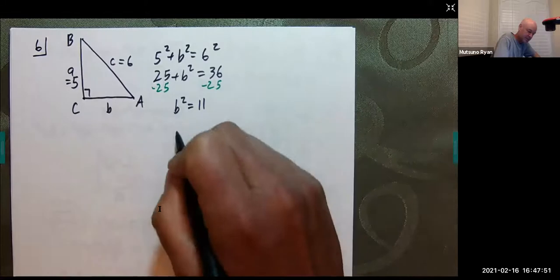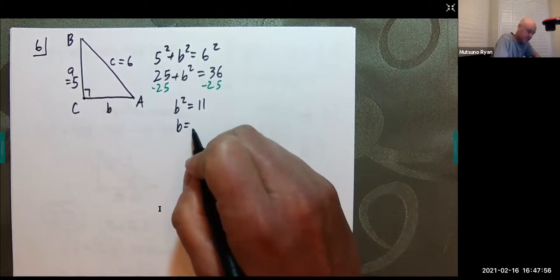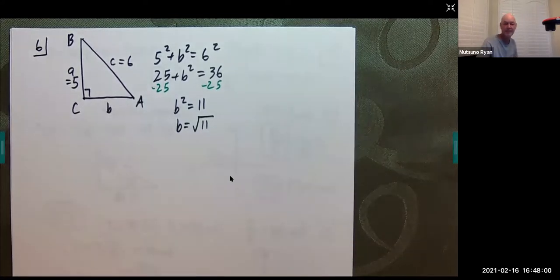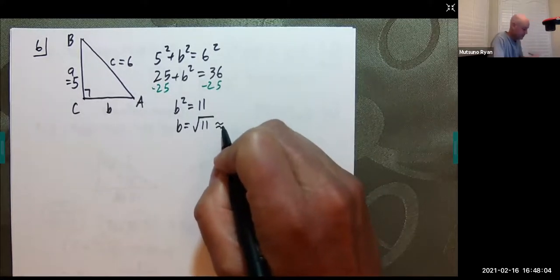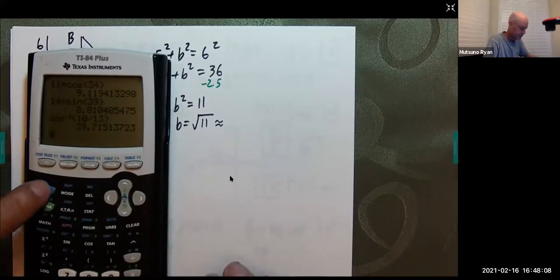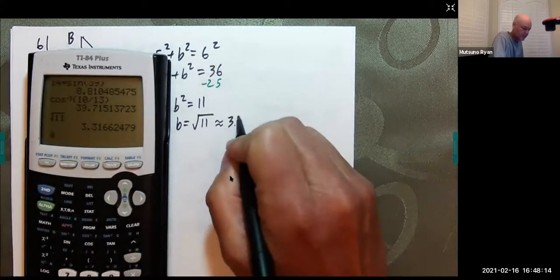This means that B, and we're going to make it positive for now, it should be plus or minus, is going to be root 11, which we could approximate. Square root 11 is about 3.3166.